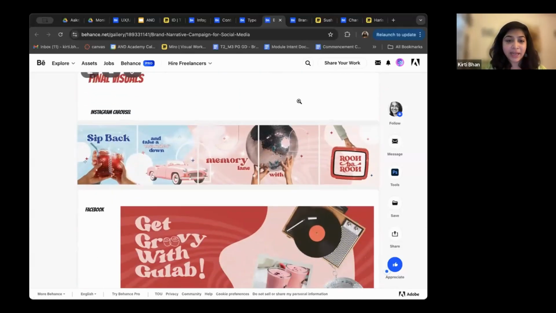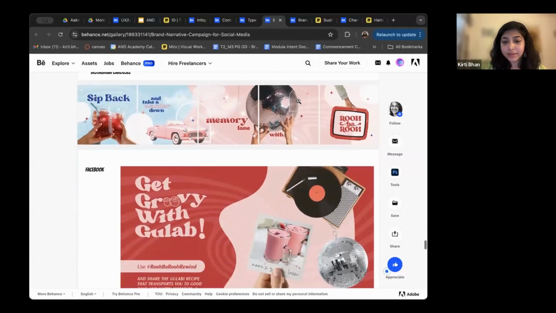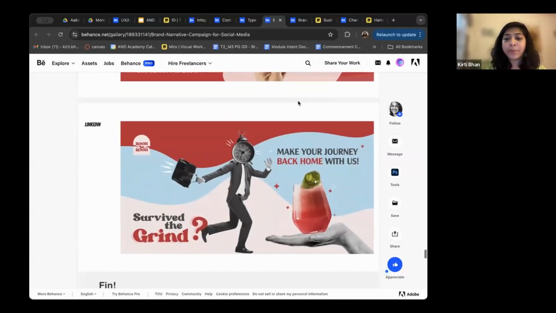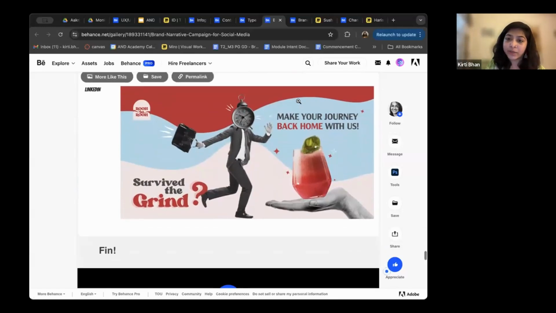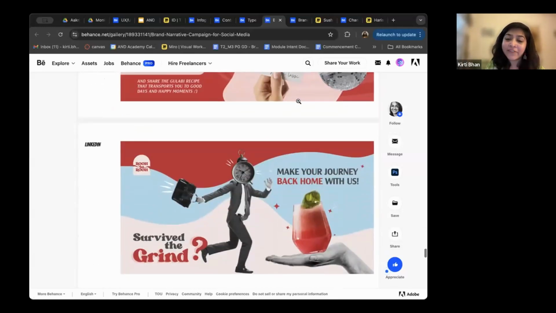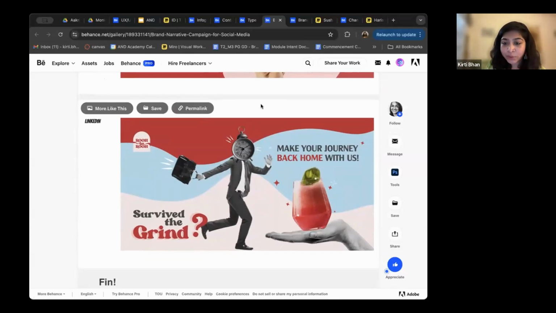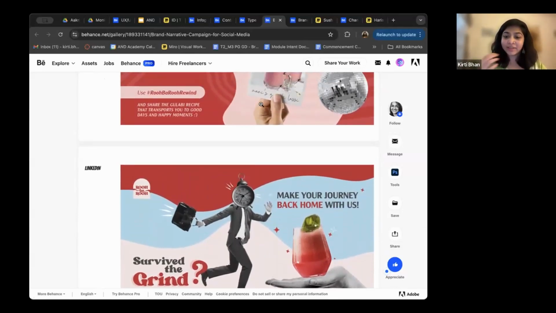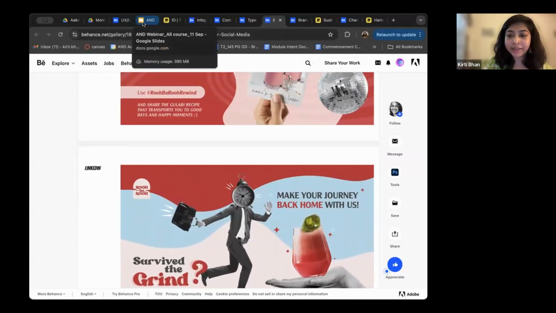One for Instagram carousel post. This for Facebook. This is for LinkedIn. Across all platforms, this was designed accordingly. And we can see that every platform has its own language, its own style. Still, they look one, yet different and separate, because they are catering to different target audiences. So this is for brand narratives.